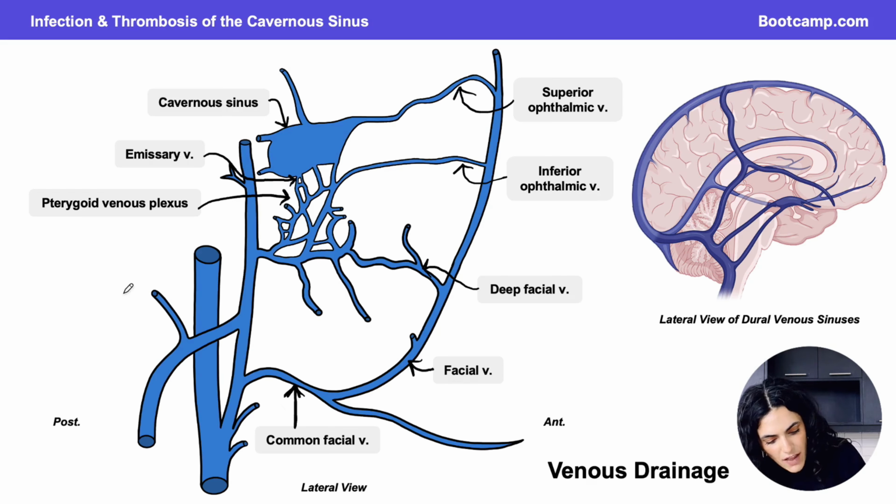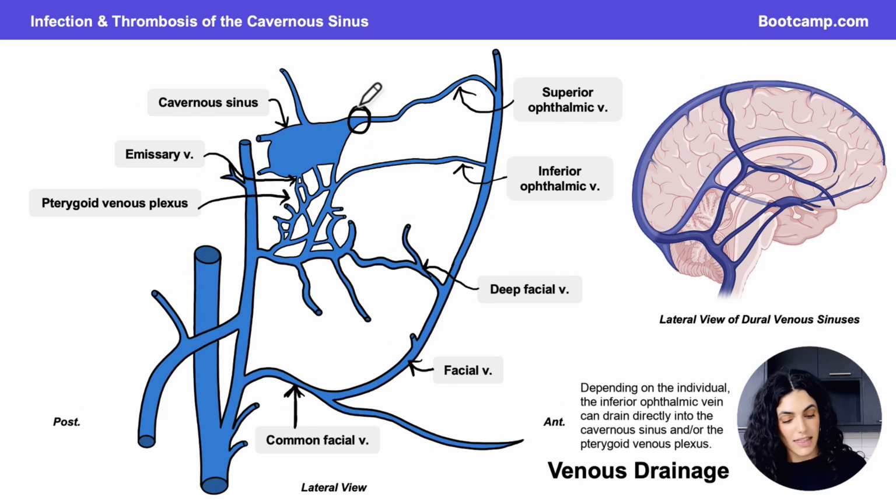So we can see here that the superior ophthalmic vein drains directly into this cavernous sinus, and then the inferior ophthalmic vein is going to go ahead and drain into the pterygoid venous plexus. So infection can spread into the pterygoid venous plexus and into the cavernous sinus.